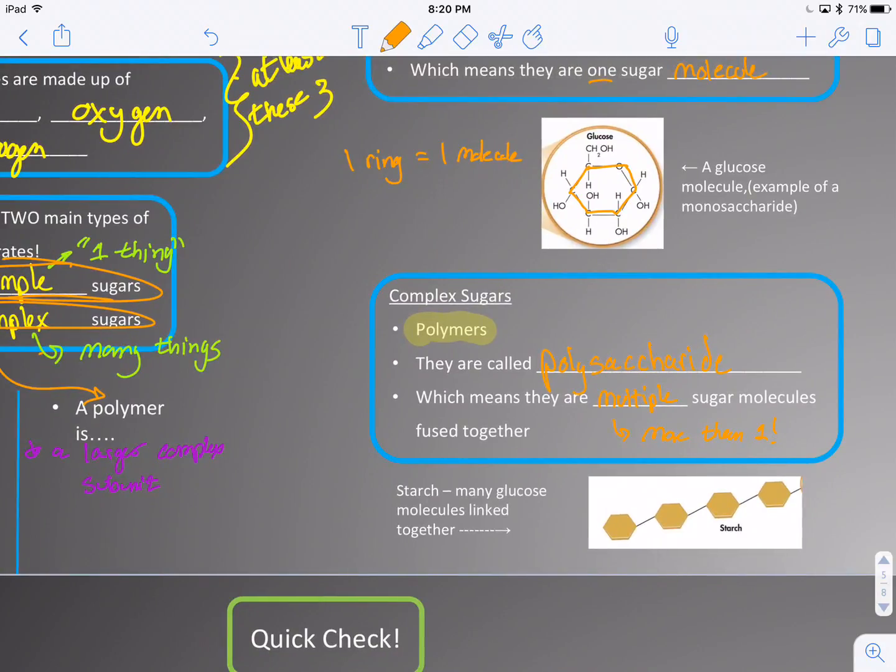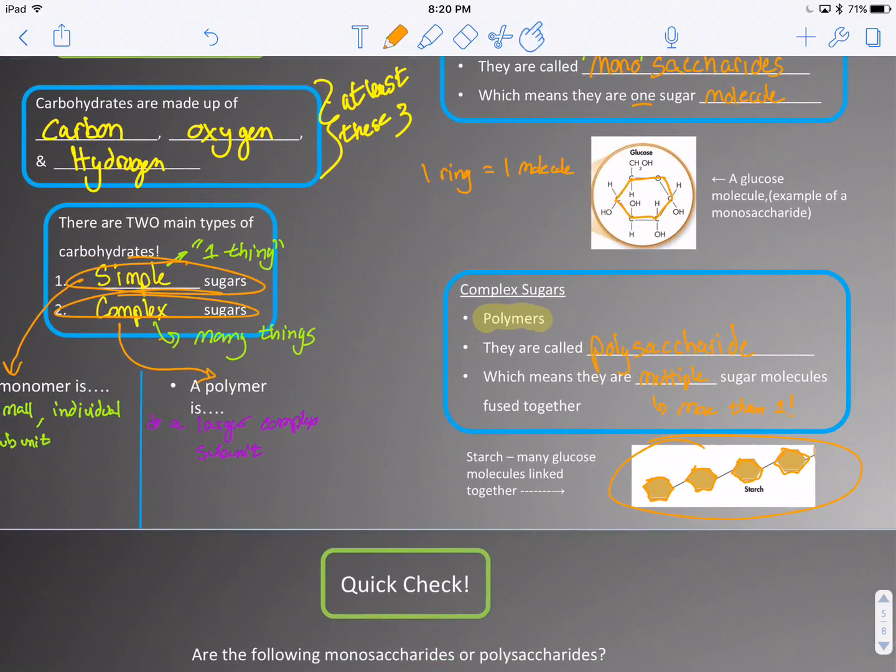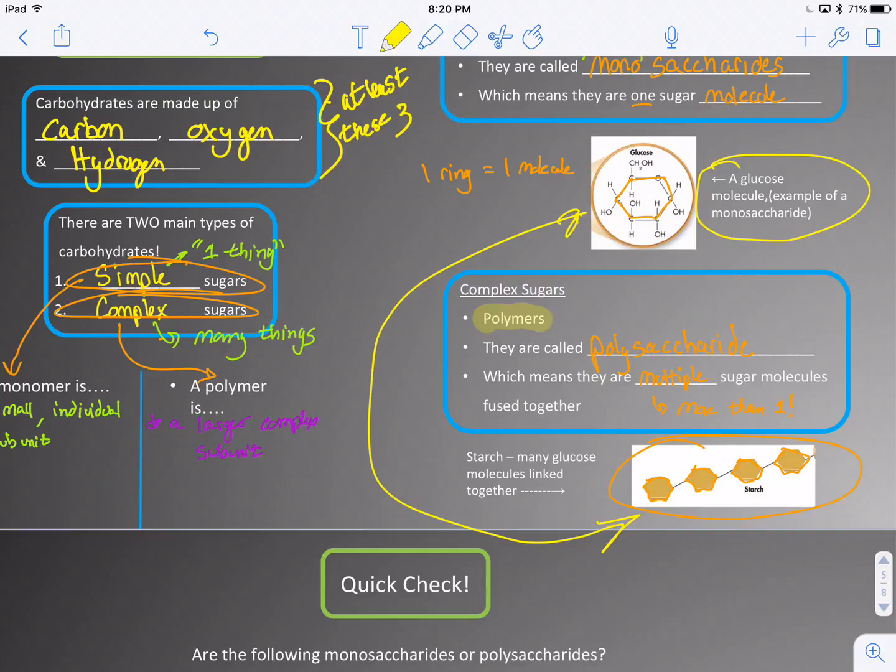And that's what we're looking at down in this photo. If you notice, we have 1, 2, 3, 4 rings of glucose, which make up a starch molecule. Please make sure that you're able to note the difference between this and that: this being one molecule, glucose, and starch being many glucose molecules linked together.